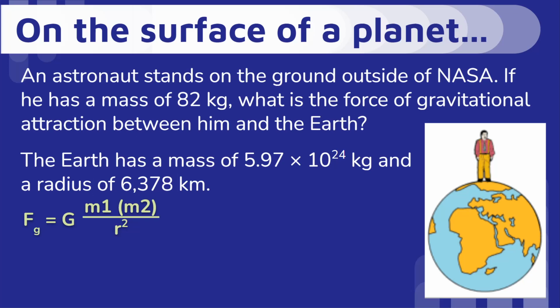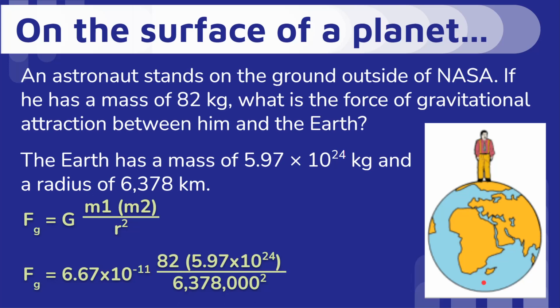It doesn't really matter which object you call 1 and which object you call 2. So if you want to call the astronaut 1 and the Earth 2, that's fine. If you want to call the Earth 1 and the astronaut 2, that's also fine. I went ahead and called the astronaut object 1. Here's his mass, 82 kilograms. And the Earth object 2, here's the Earth's mass, 5.97 times 10 to the 24th.